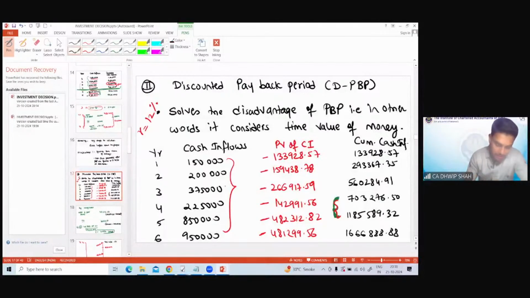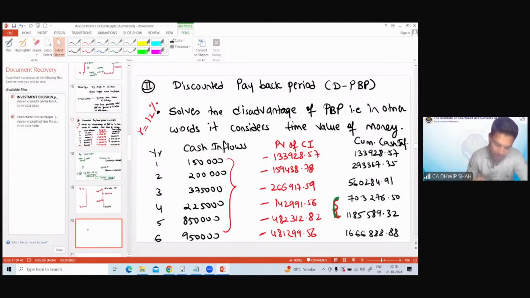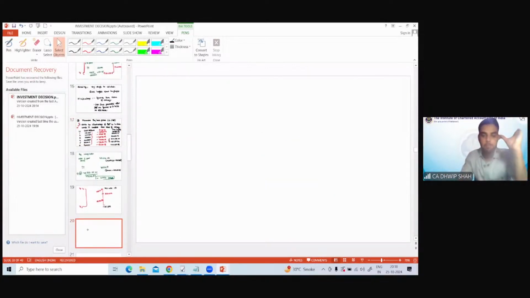Okay. Now my question to you, just think a little bit and tell me. Will payback period be greater than discounted payback period, or will discounted payback period be greater than payback period? Think logically. Which would be higher? Obviously, discounted payback period will be higher because it considers the present value. It brings all the calculation to present value terms, meaning future value would be worth less today. So discounted payback period is always higher than payback period.